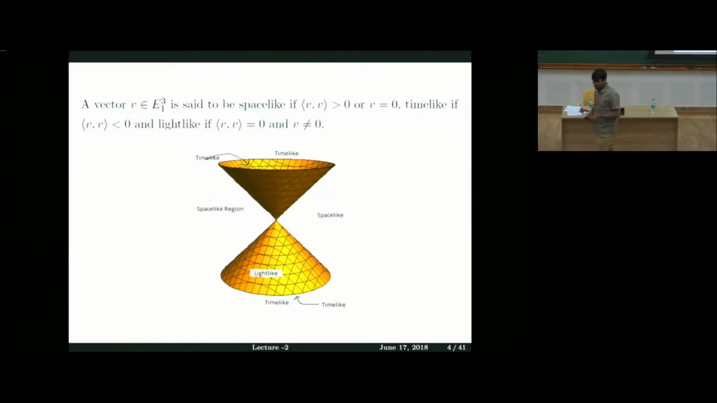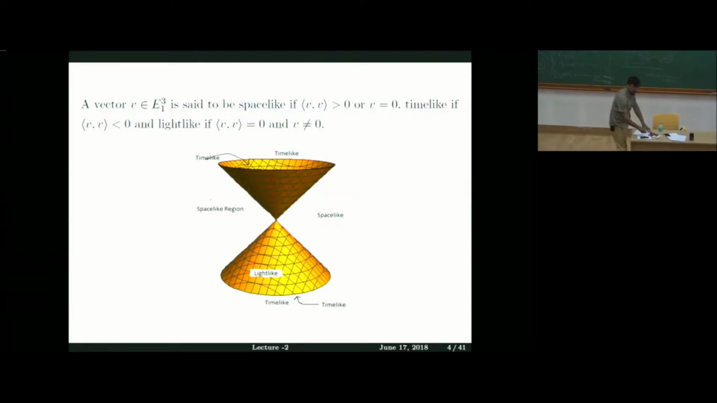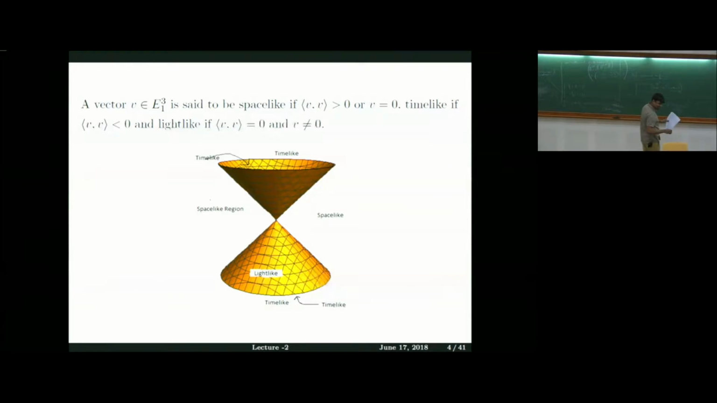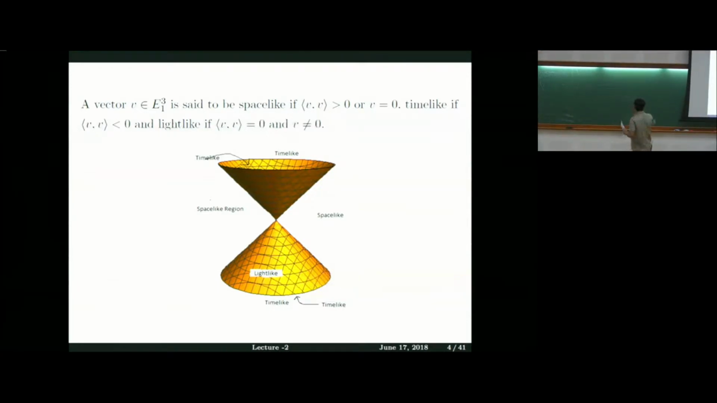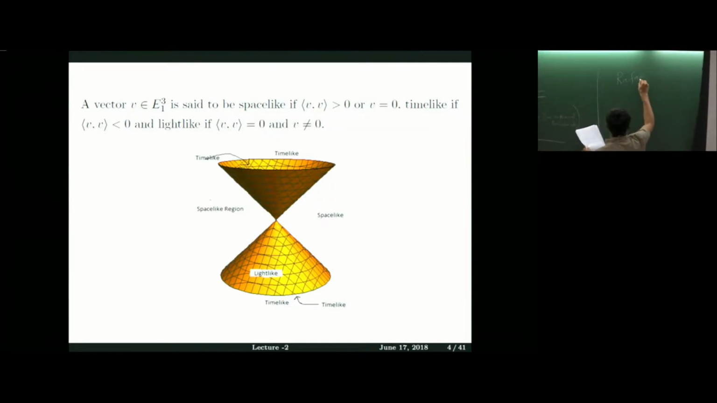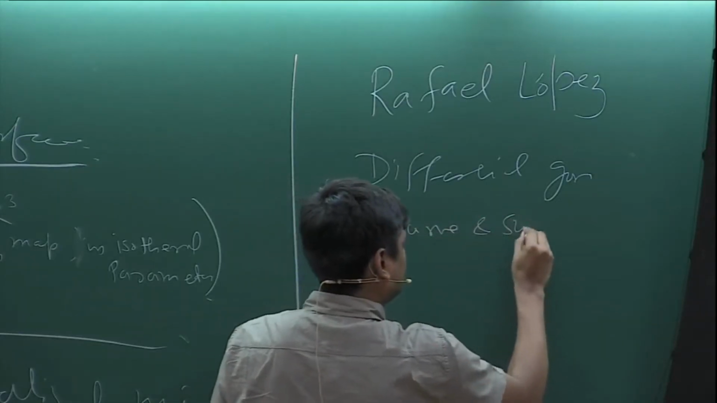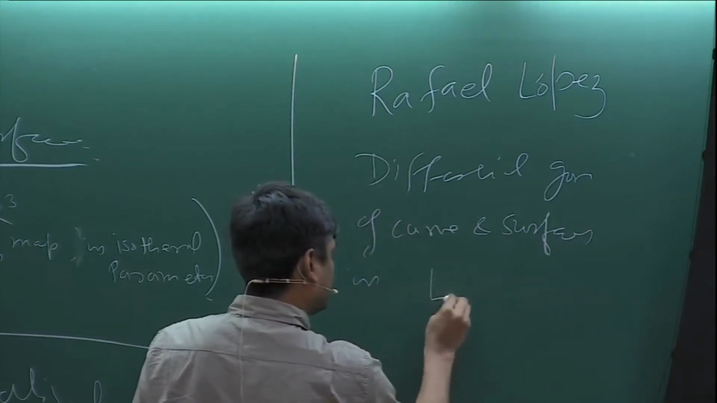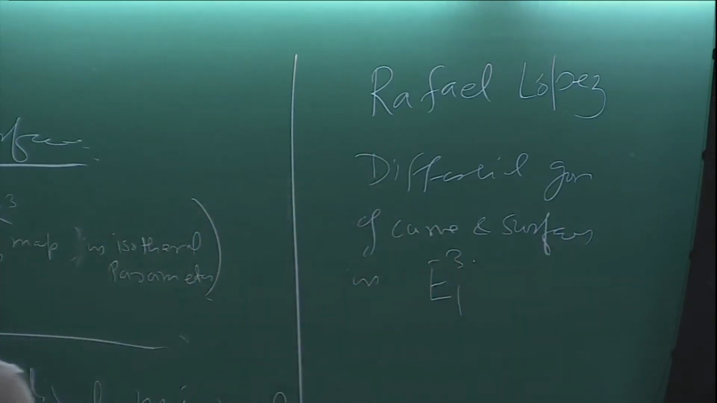There are references for all of these things, so it is better to write down the reference first. You can read all the details there. The reference is Rafael López, Differential Geometry of Curves and Surfaces in Lorentz-Minkowski Space.